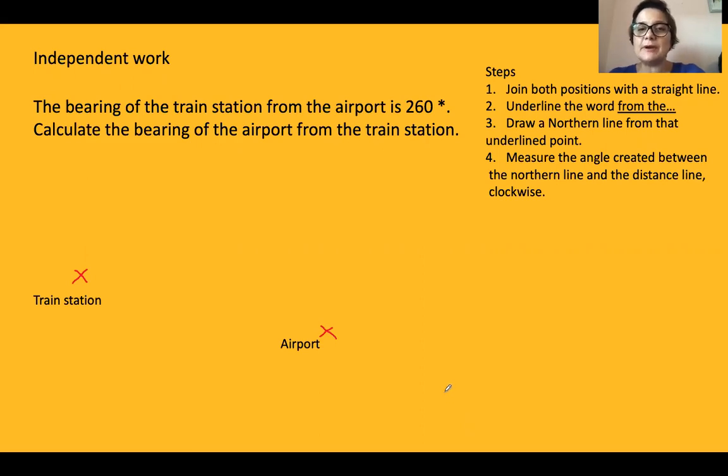Remember, when you deal with bearings, and if it says from the something, underline it, and that's where you draw the northern line, okay? And then to calculate the angles, think a little bit about parallel lines, interior angles, angles around a point, angles on a straight line adding up to 180. There are so many different ways. And of course, you can use a protractor, but there are so many different ways of calculating the angles. And the other thing you have to remember is presenting the bearings, of course, in 3 digits.